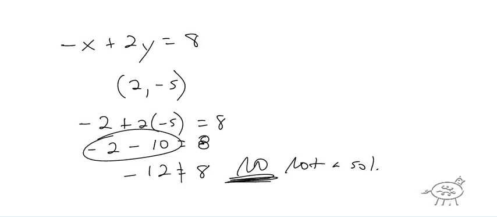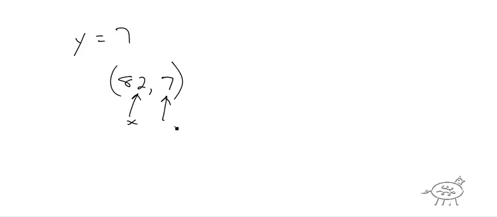What about this one? y equals 7. What if I give you a coordinate of 82 comma 7? Remember, that's your x and that's your y. There's nothing to plug in for x, so we're just going to plug a 7 in for y. 7 equals 7, so the answer to this one is yes. That was pretty easy.